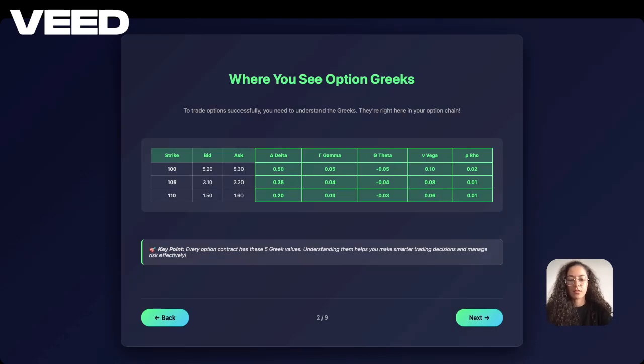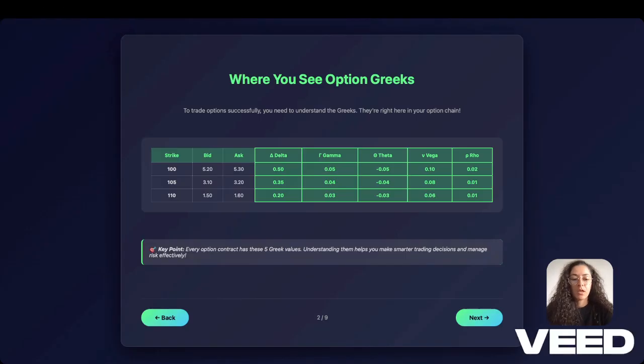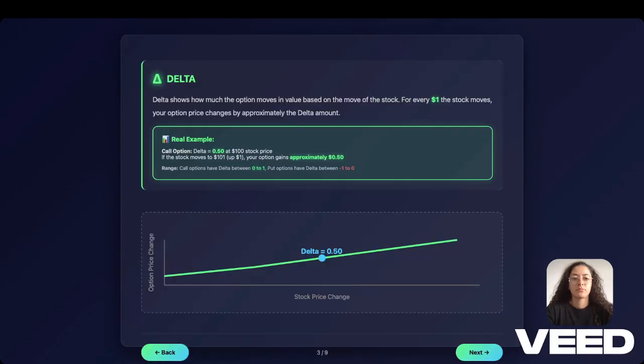Every option trader is checking the Greeks before entering an option trade because they're going to give you an idea of the sensitivity of your option price based on different market factors. So let's start with delta. Delta tells you how much the option moves in value based on the move of the stock. So for every $1 that the stock moves, your option price changes by that delta amount.